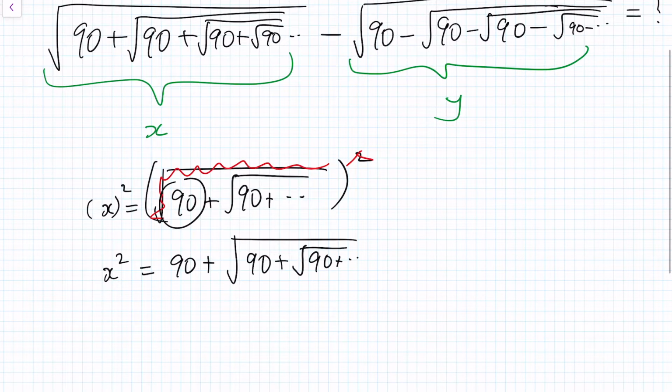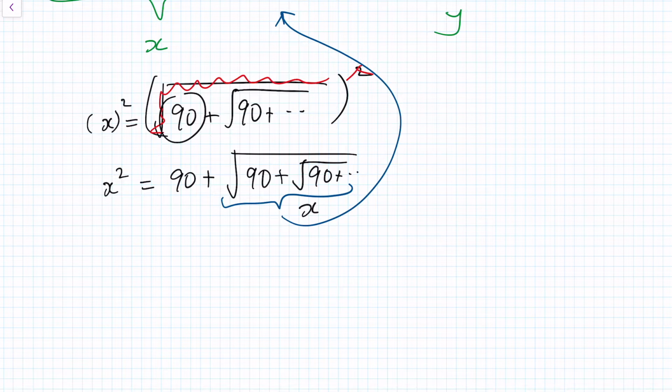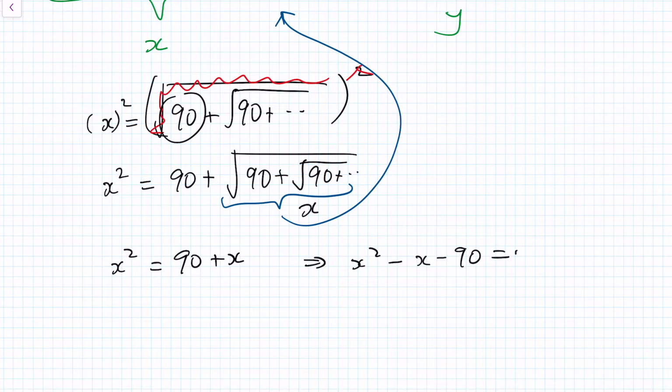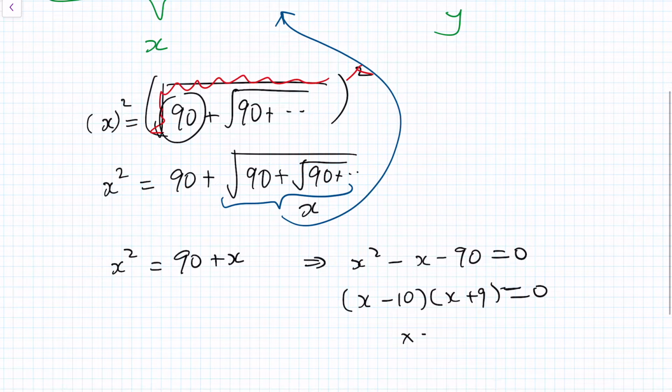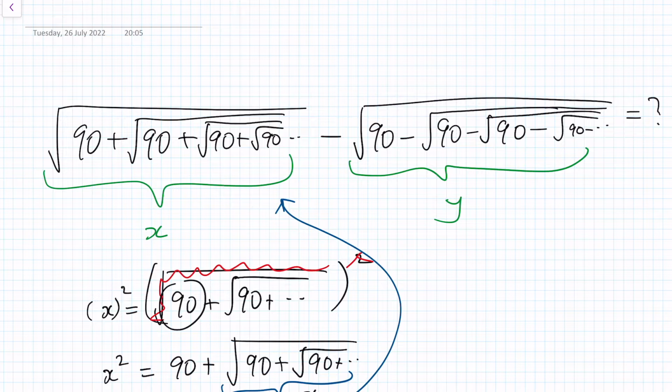In other words, if you look at this expression here, it's the same as that. We are manipulating the bizarre nature of infinity. That means this must equal x as well. So the quadratic boils down to 90 plus x. So that implies x squared minus x minus 90 is 0. Factorizing it, we get x minus 10 times x plus 9 is 0. So x must be 10. Right. I'm going to ignore x is equal to minus 9 because we are clearly looking at a positive expression for x.